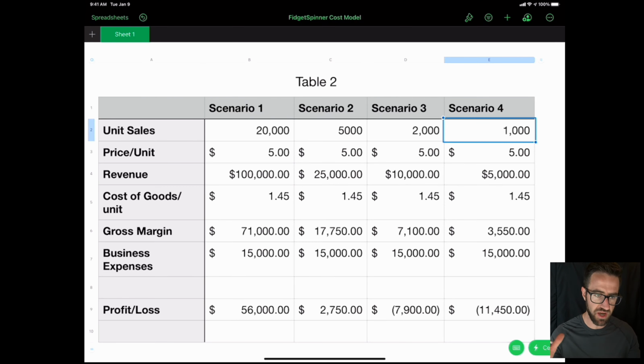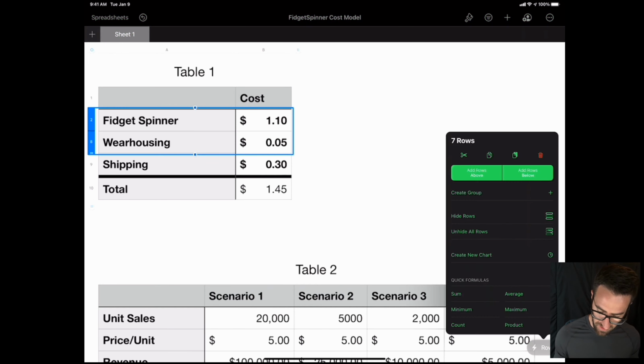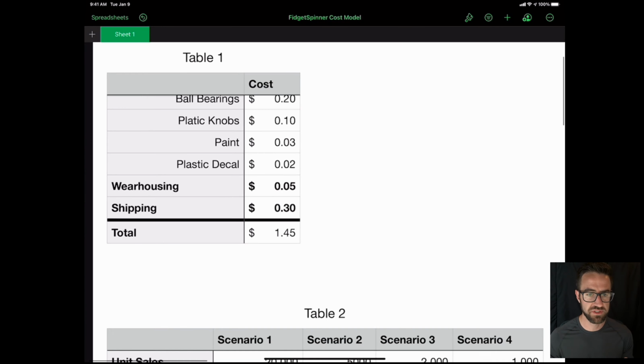Now, this is just some cost modeling. We were playing with some numbers here. This, of course, was fictitious. I honestly, personally don't know the cost structure of a fidget spinner. Like, for example, I don't know how much extruded aluminum costs, or ball bearings, plastic nuts, paint, or plastic decals like a sticker. I don't know what the actual cost of these things are, but this is how you kind of roll things up into a cost model so that you can plug them into the rest of your business financial models that you're making. So you have a good idea of what to expect financially.